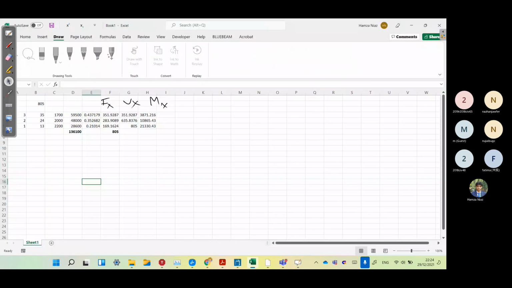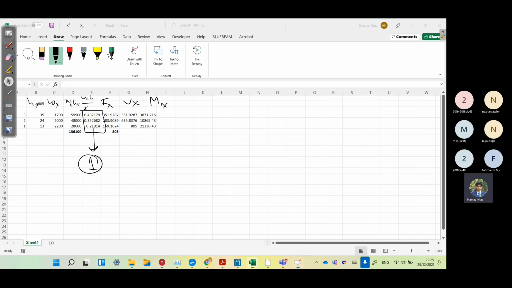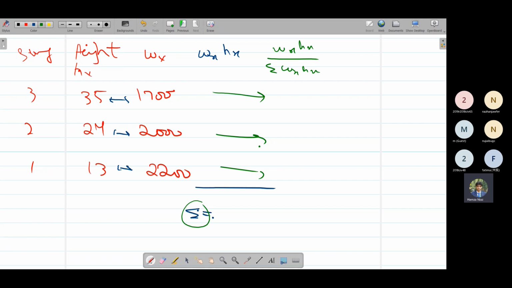So we have hx, wx, wx hx, and wx hx over summation. In this column, we get wx hx over summation, and the sum of this column should be 1. The total sum of this column should be 1. Fine. So we are calculating this wx hx.